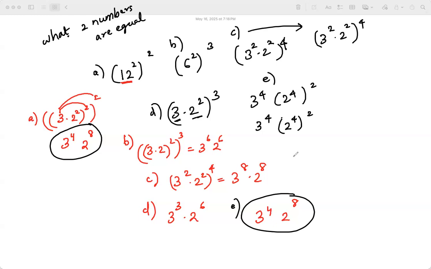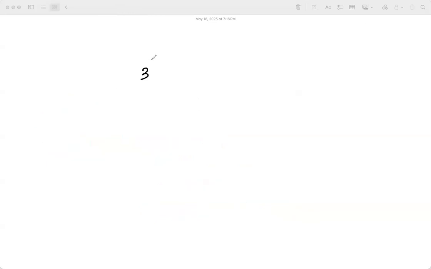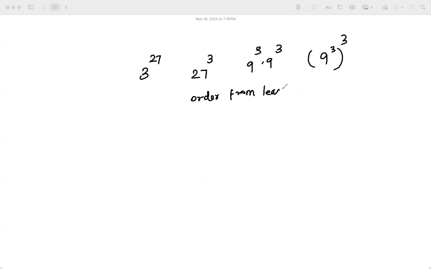Make sense? Yes. Can I give you one more? Okay, it's interesting. Here. 3 power of 27, 27 power 3, 9 cube times 9 cube, 9 cube whole power of 3. Order from least to greatest.